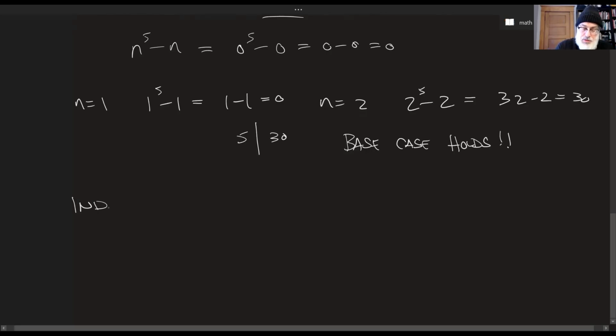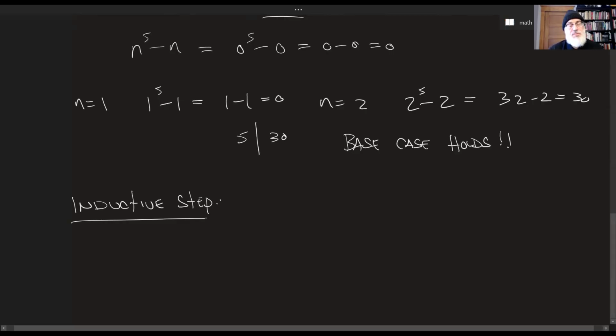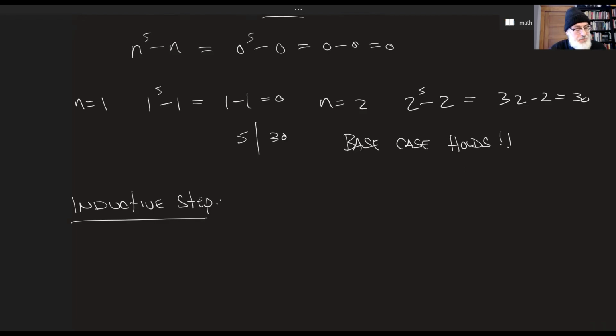Now, let's talk about the inductive step. So the inductive step here is we're first going to establish the induction hypothesis, which is the assumption that 5 will divide k to the fifth minus k. We're replacing n with some integer variable k.